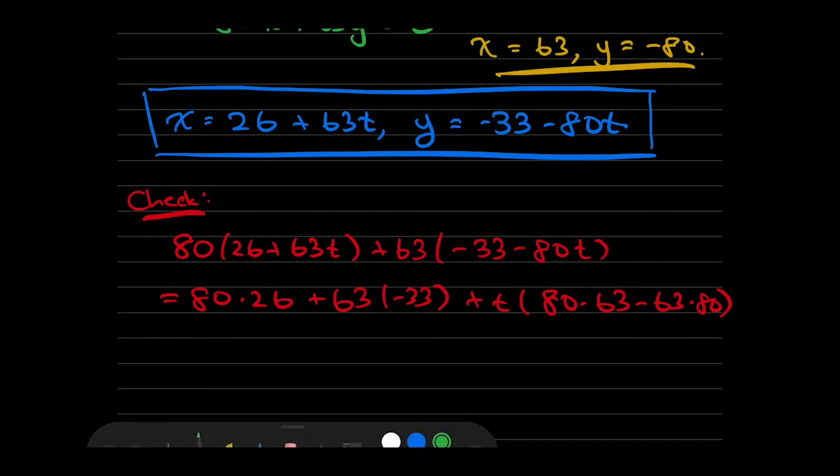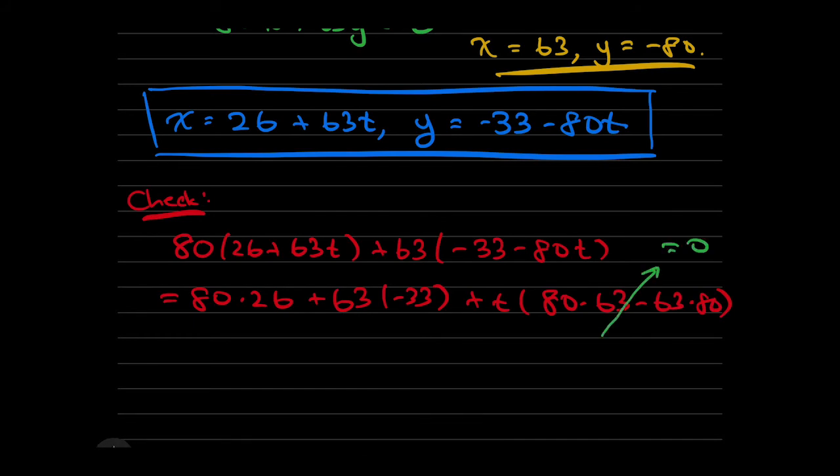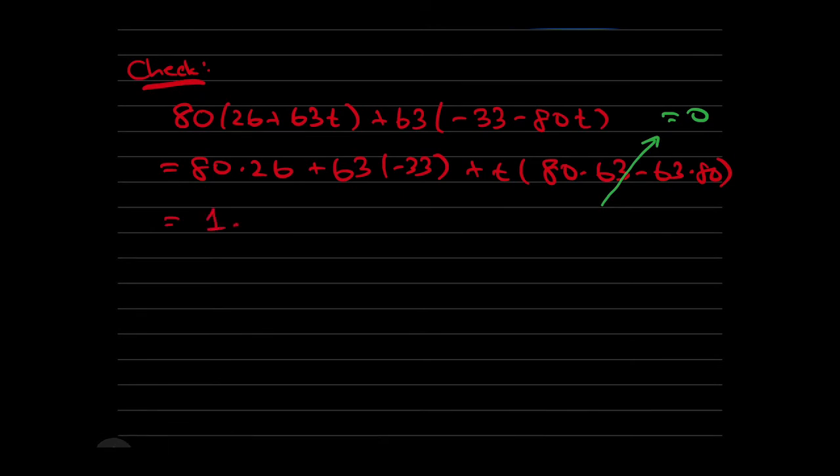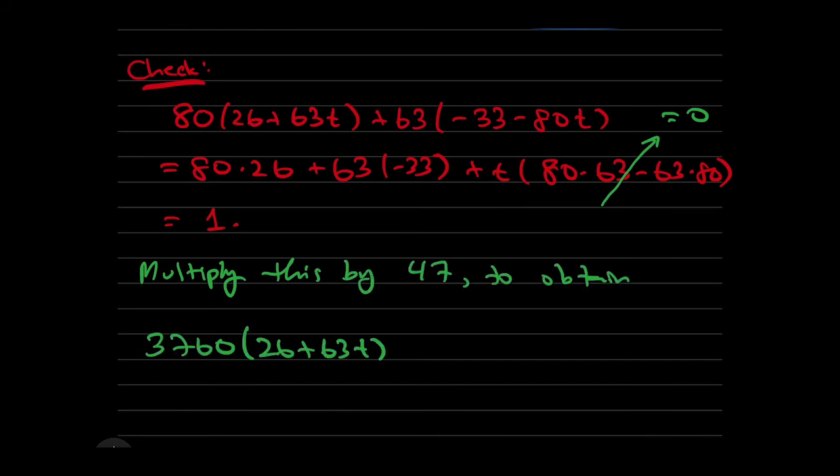So here's the idea. We have one solution that gives us 1. We have this other solution that gives us 0, but of course we can add a bunch of zeros to 1 and still get 1. So in fact, if we let x equals 26 plus 63t and y equals minus 33 minus 80t, where t is any integer, then we obtain a solution to this problem.